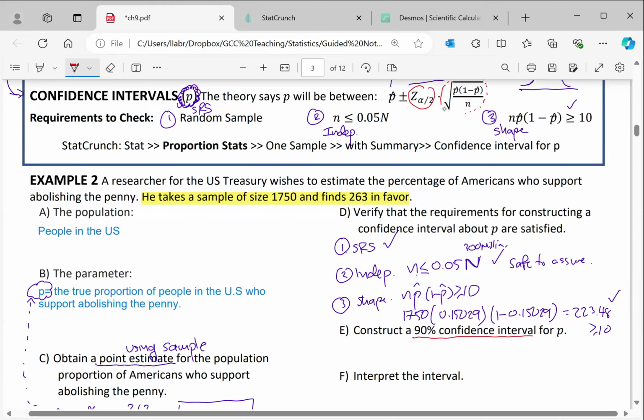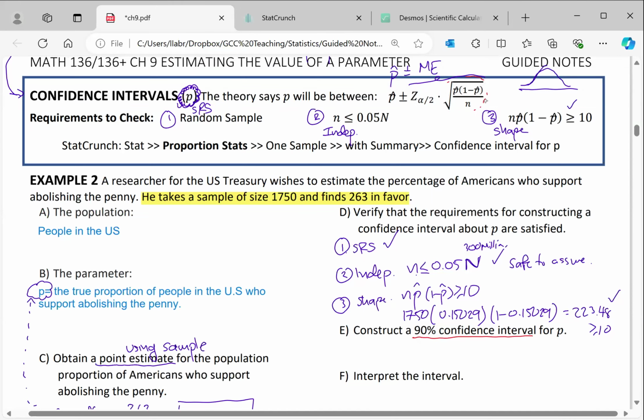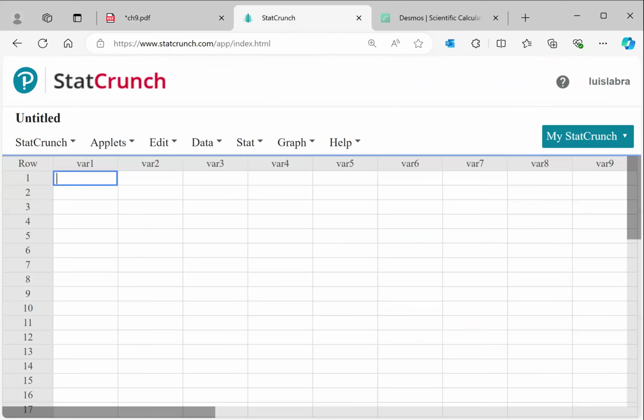I showed you how to do this by hand last time, but you saw that it takes a little bit of time. And for us, we really just want to create the confidence interval. So I'm going to go to StatCrunch and we go to stats.